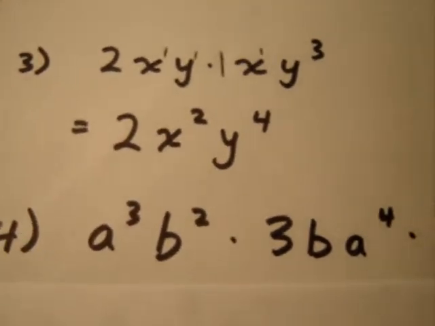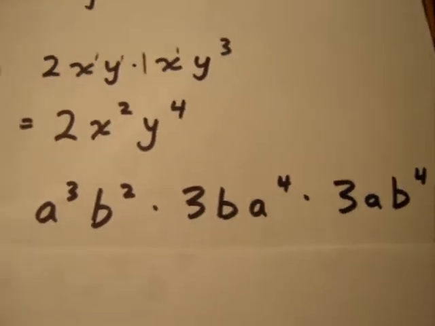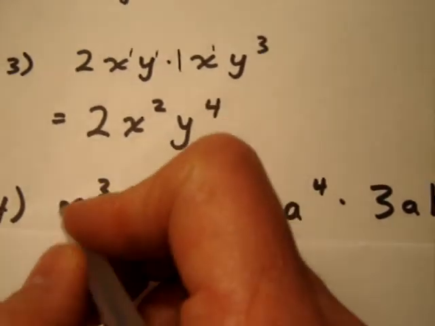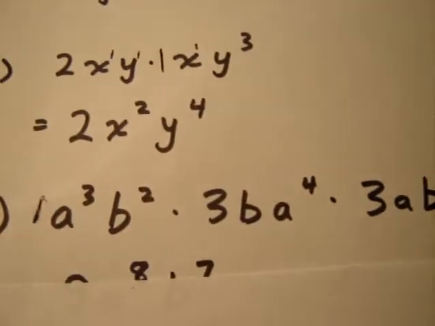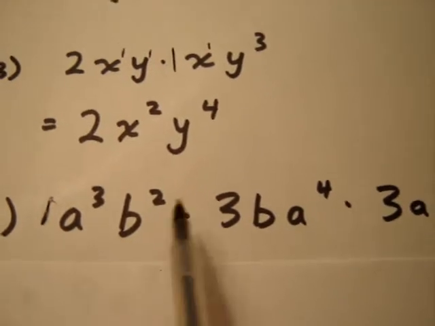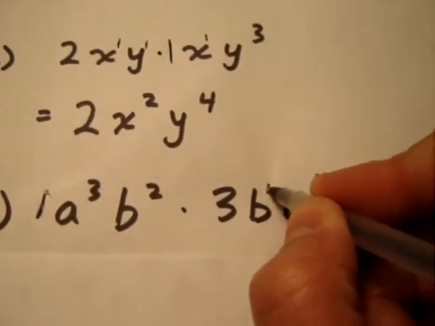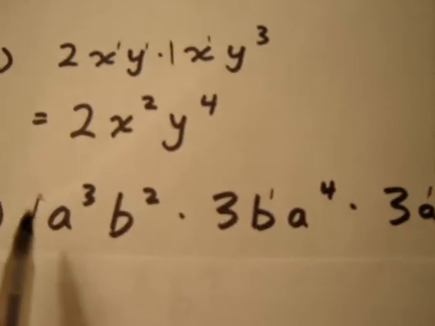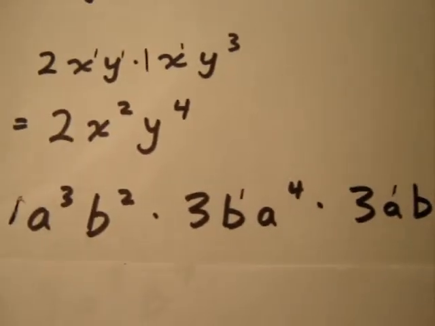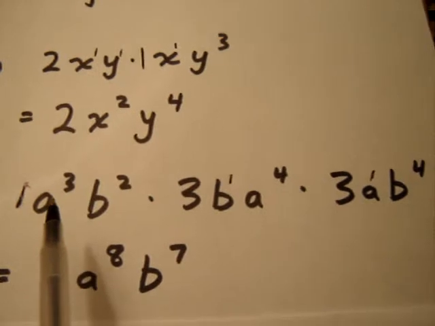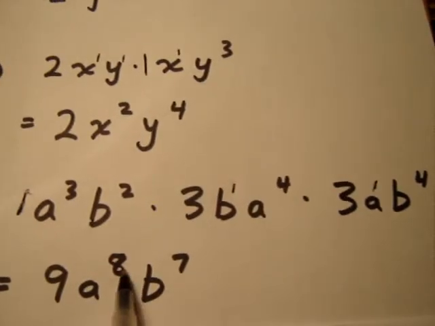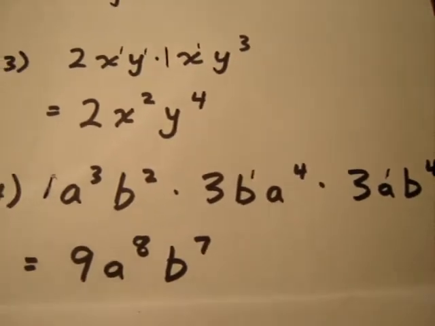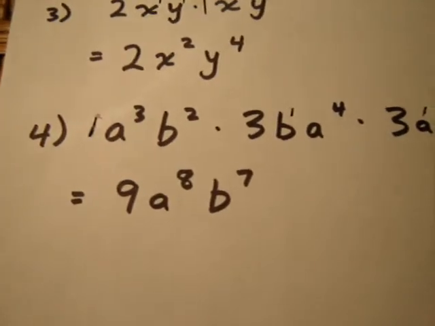And our final question is a cubed b squared times 3b a to the 4 times 3ab to the 4. Well, our coefficient here is a 1. Now you don't have to write these in if you don't need to. The exponent on b is 1, and the exponent on a is 1. So we multiply coefficients. 1 times 3 times 3 is 9. We add the exponents on a. 3 plus 4 plus 1 is 8. And we add the exponents on b. 2 plus 1 plus 4 is 7. So our final answer is 9a to the 8, b to the 7.